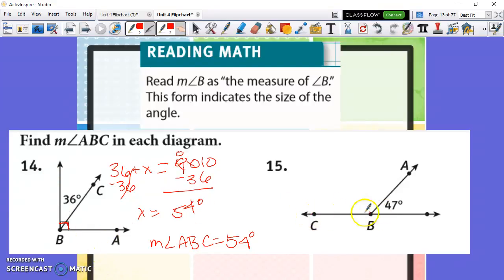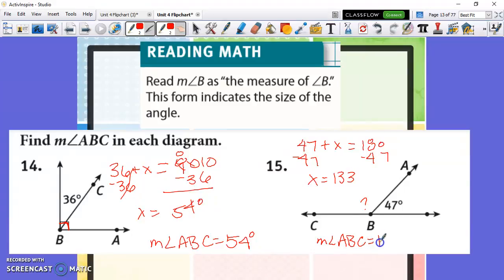All right, for this one, since this is a straight line, we know that it is going to be 180, so this is a supplementary angle pair. To write an equation, we would write 47 plus this angle, which we do not know, x, is going to equal 180. Then we'll just subtract 47 on each side, and that's going to give us x is equal to 133. So the measurement of angle ABC is going to equal 133 degrees.